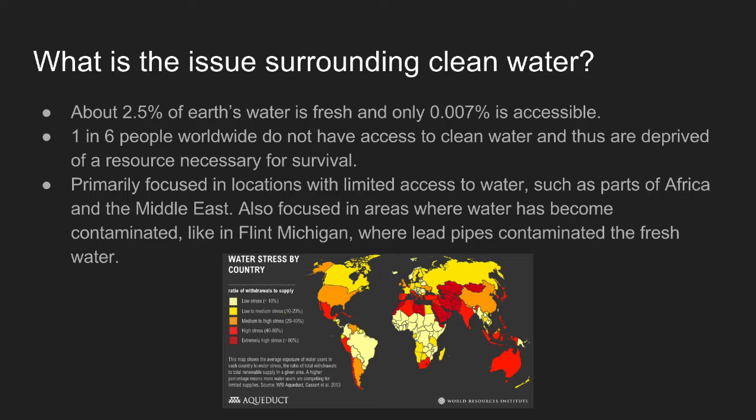This is also focused in areas where the water has become contaminated, like in Flint, Michigan, where lead pipes contaminated the fresh water. The picture provided shows water stress by country around the world.